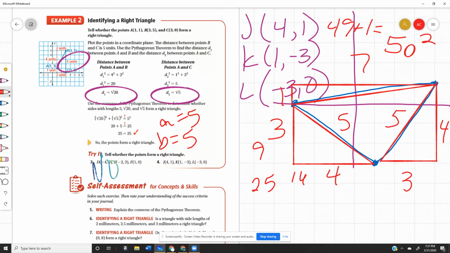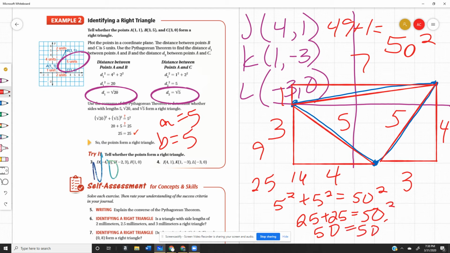Okay? I hope I'm doing this right. I hope I didn't mess up anywhere. So 5 squared plus 5 squared has to equal 50. So that's 25 plus 25 equals 50.